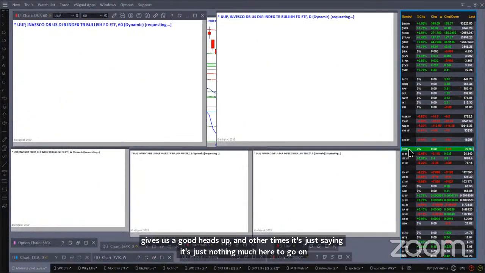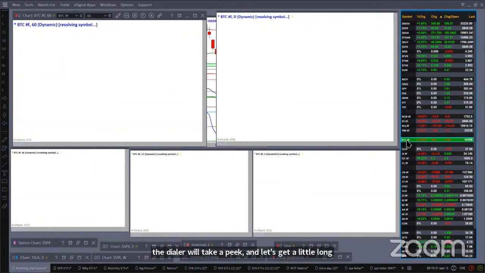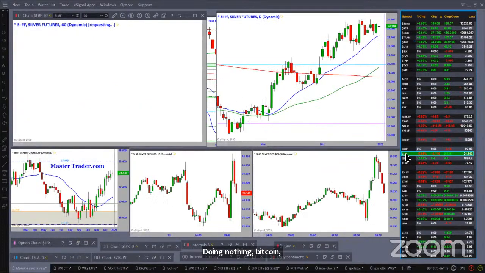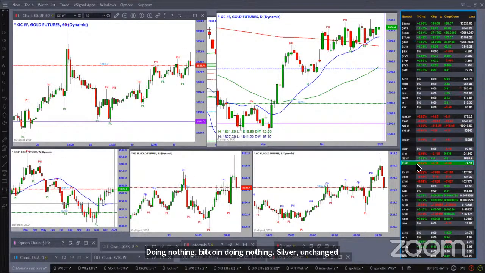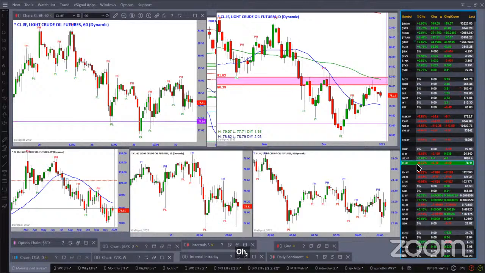The dollar will take a peek. I know it's getting a little long here. Doing nothing. Bitcoin doing nothing. Silver unchanged, doing nothing. So gold doing nothing. And crude oil kind of doing nothing after the little turn there. So don't get chopped up today.